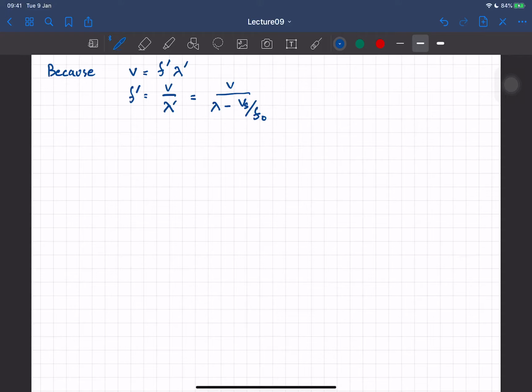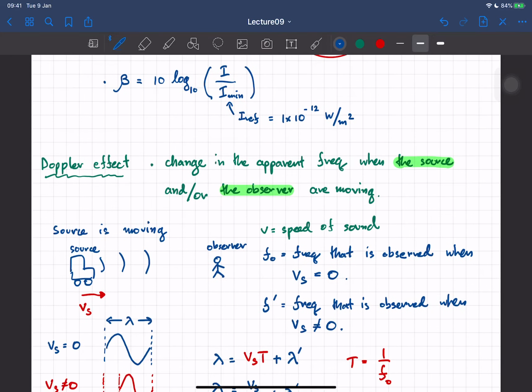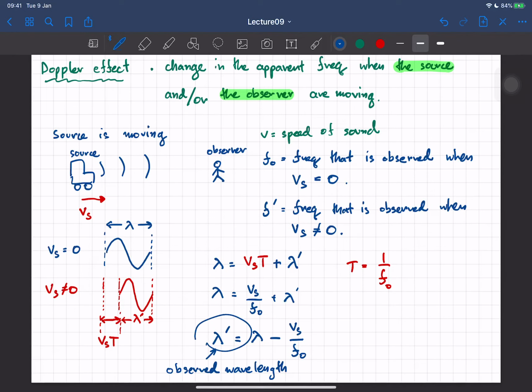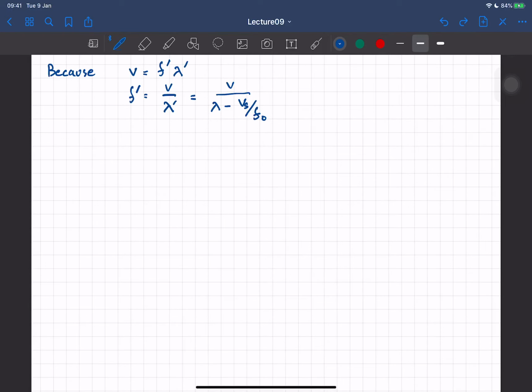Okay, so for those of you who are a little bit lost, lambda prime is this one, the wavelength observed by the observer here. I'm trying to use this to find the frequency. Knowing the wavelength, you can find the frequency by doing f prime equal to v over lambda prime. Then we can substitute lambda prime in terms of lambda minus this, from the calculation that we had on the last page.